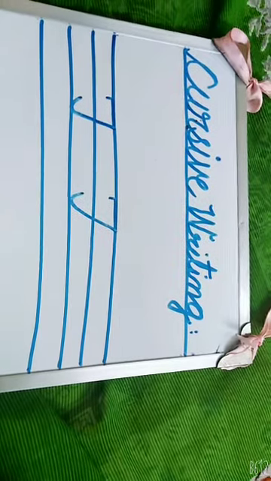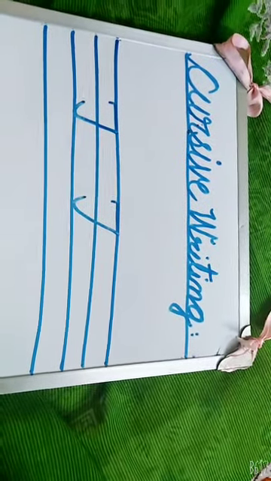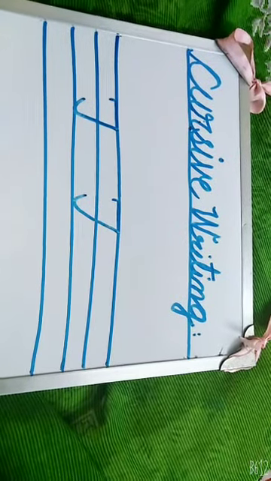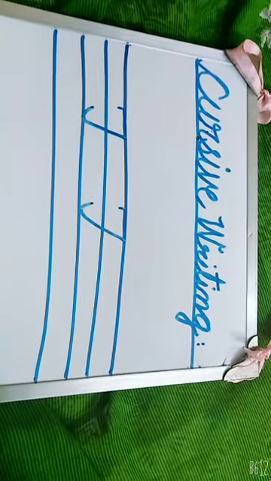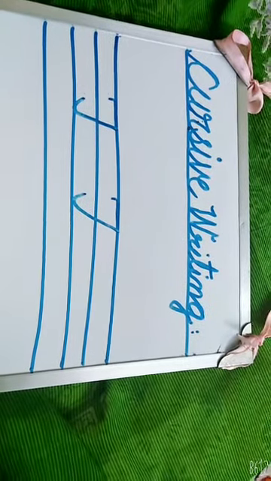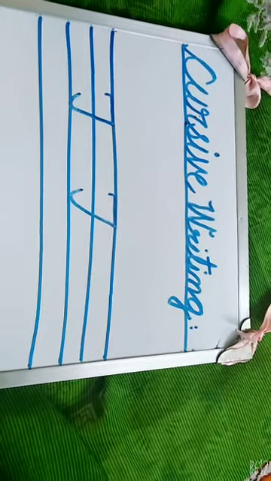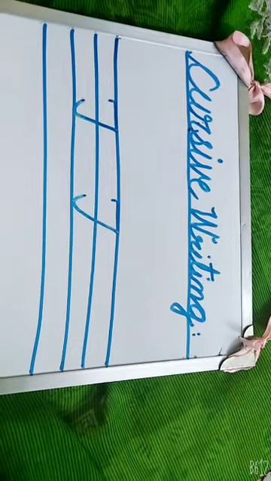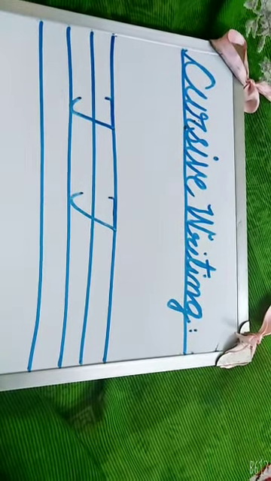Remember one thing, there is slight difference between uppercase character F and uppercase character T. So remember, here is uppercase character T. If we add the wavy line in the center of uppercase character T, it becomes uppercase character F. So without line, it is uppercase character T.